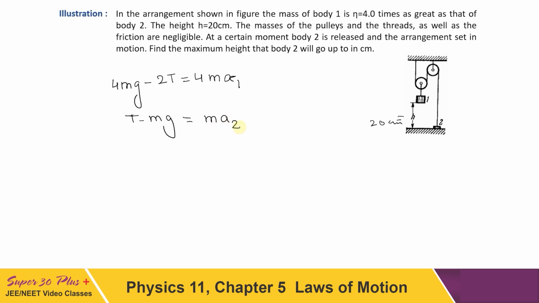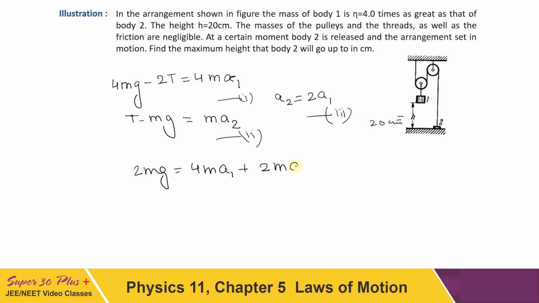One more relation we have between the accelerations a1 and a2 that can be written with the help of the constraint relation, and it is a2 should be equal to twice of a1. So let us name the equations 1, 2 and 3. If we solve equation 1 and 2, then it will give 2 mg is equal to 4m a1 plus 2m a2. I have simply eliminated t.